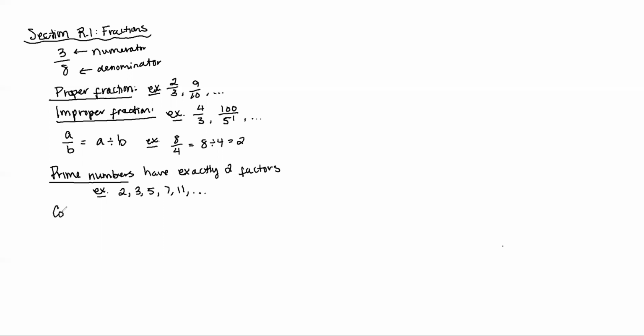And then composite numbers are the opposite of prime numbers. So composite numbers have more than 2 factors. So some examples of composite numbers. The first composite number is 4. Any even number is going to be a composite number because they are divisible by 2. And then 9, 10, and so on.